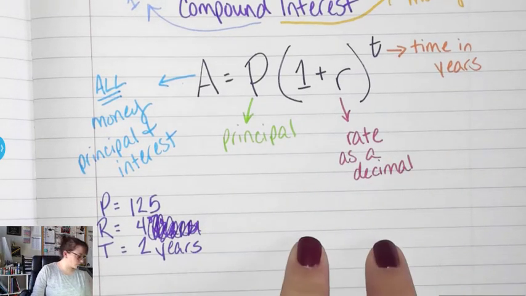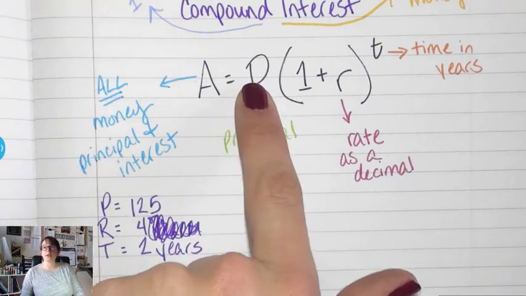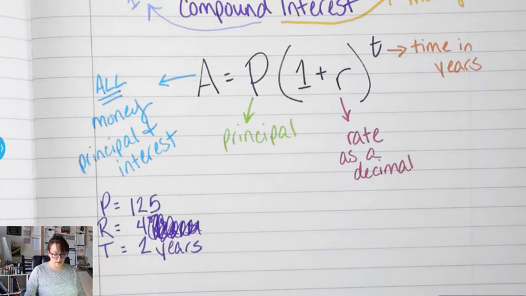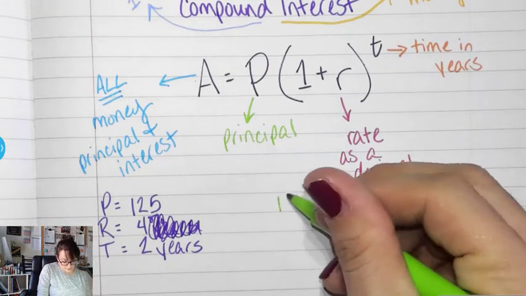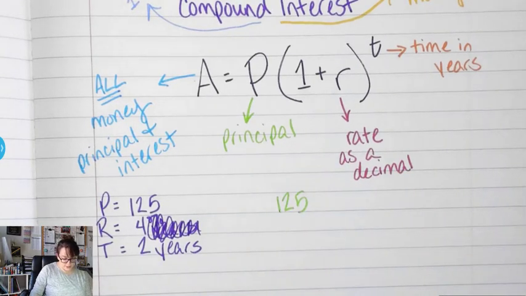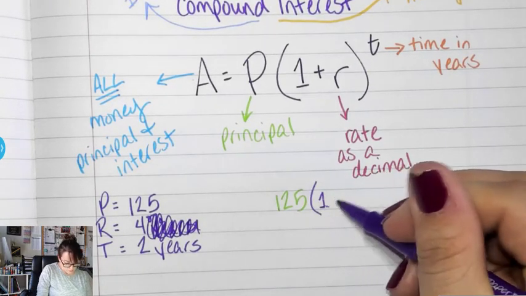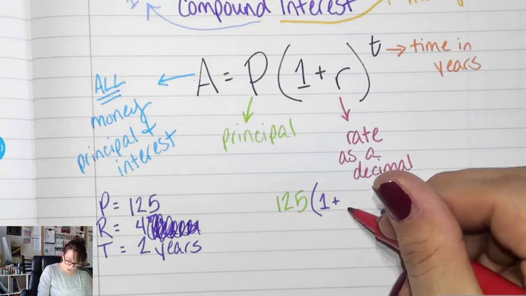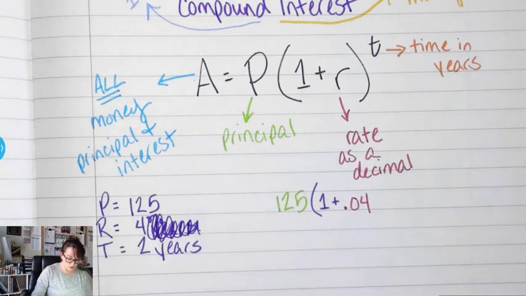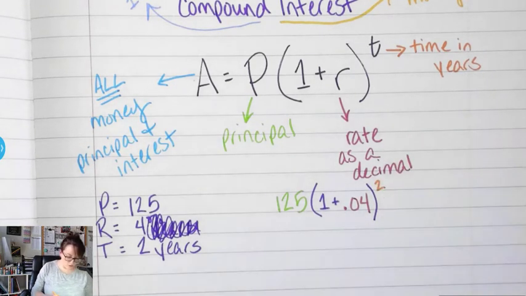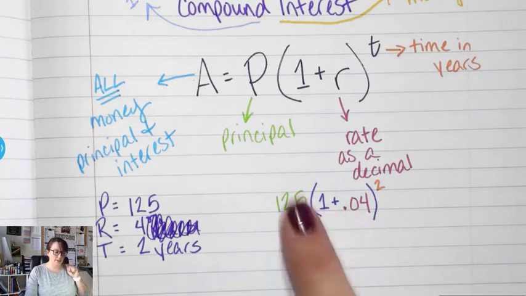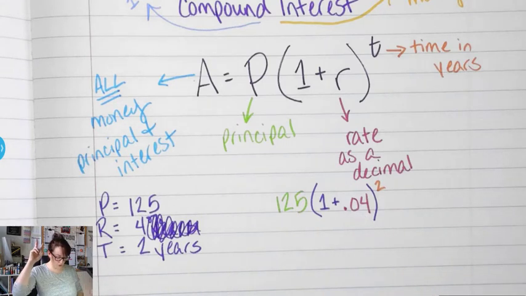Over here, your formula: A equals P(1 plus R) to the T. Do you know P? Yes. How much is P? 125. Then parentheses, 1 plus, do you know rate? 4. Change it to a decimal? 0.04. Close parentheses. How much is time? 2. So 1.04 times 1.04, to do it 2 times.